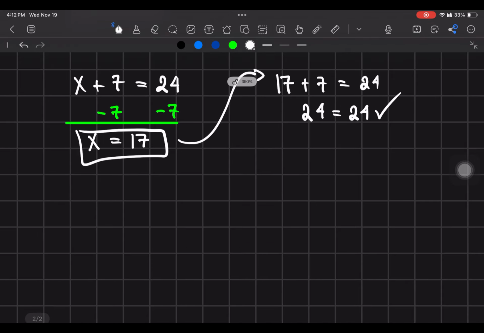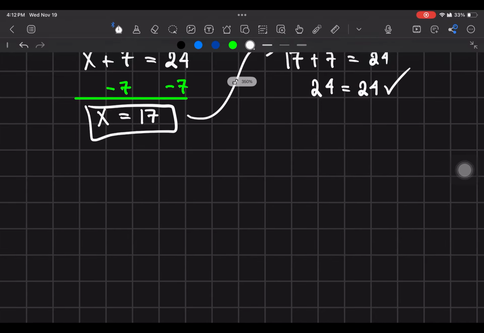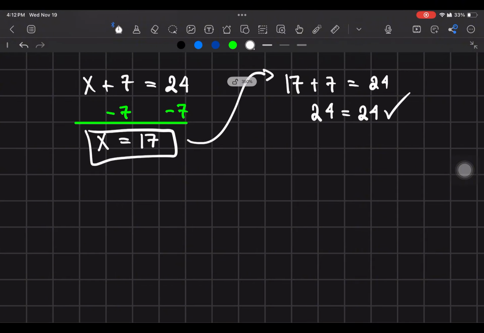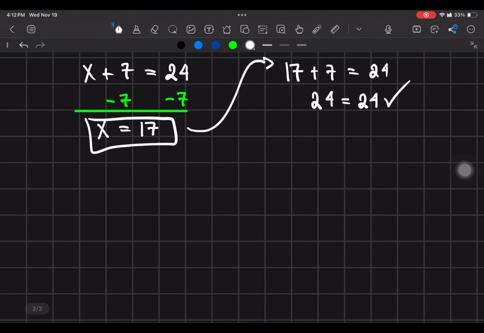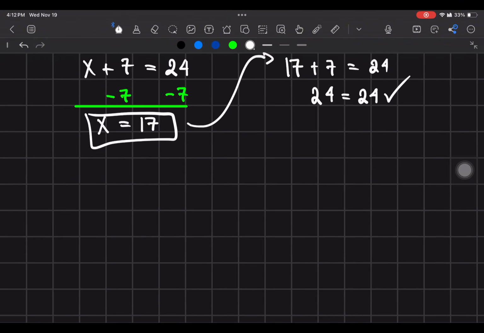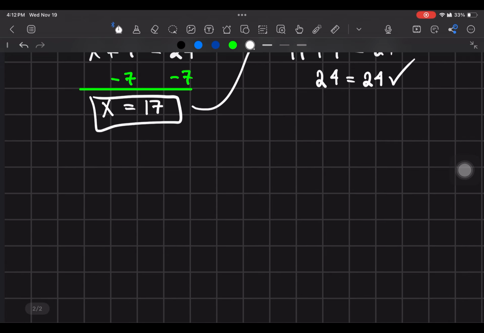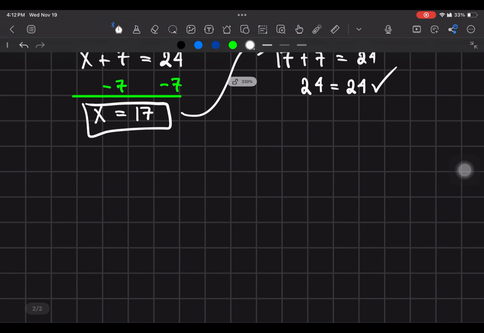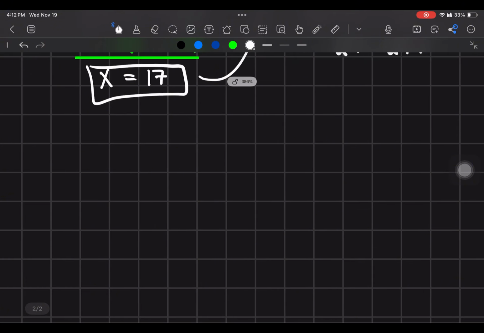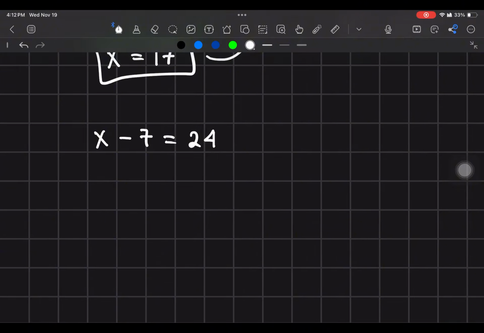Now, if you don't want to do the adding or subtracting of both sides, there is a rather shortcut method that we can do here. So let's have another example. Let's try x minus 7 equals 24.